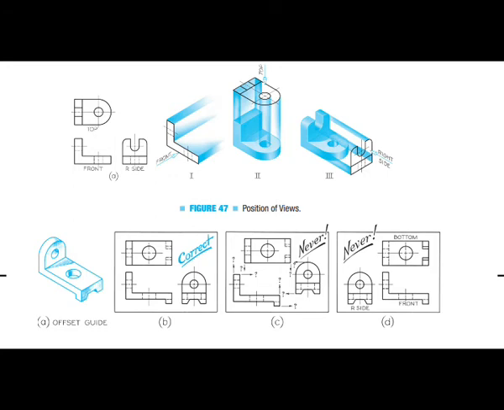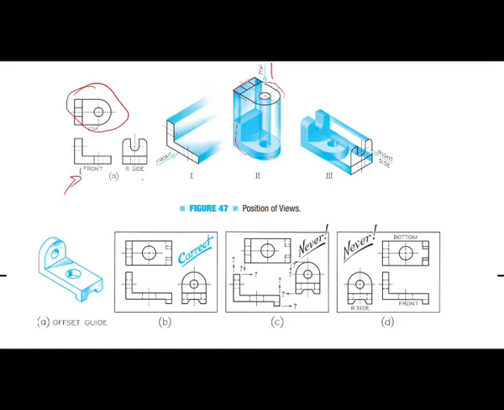Some other examples are there for this object. If we see this object from the top side, it shows the top side clearly, so it will make the figure like this. So this is the top side, upper. This is the front side, we can see this part only. So we can draw like this.